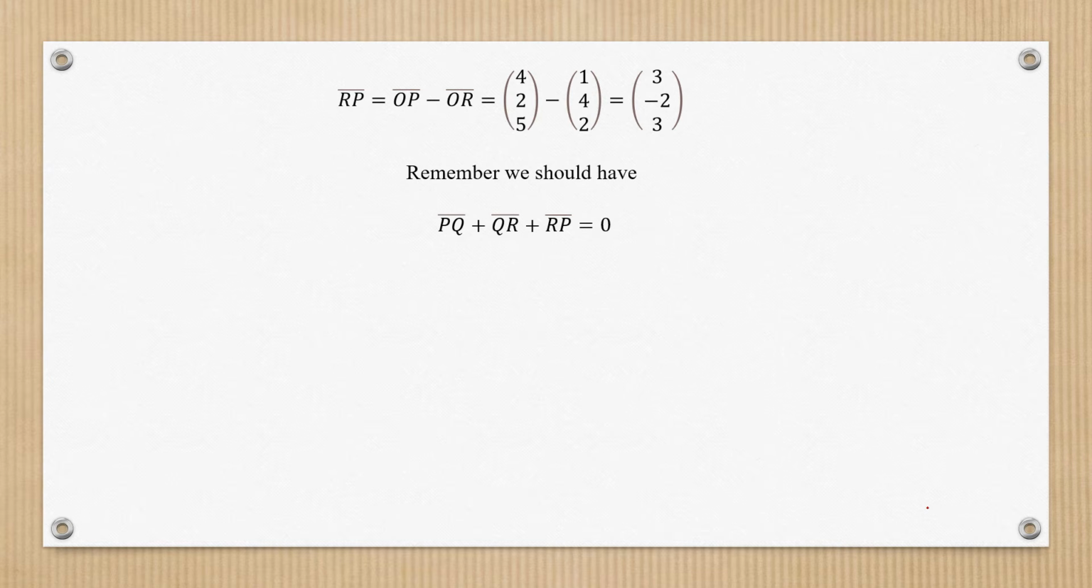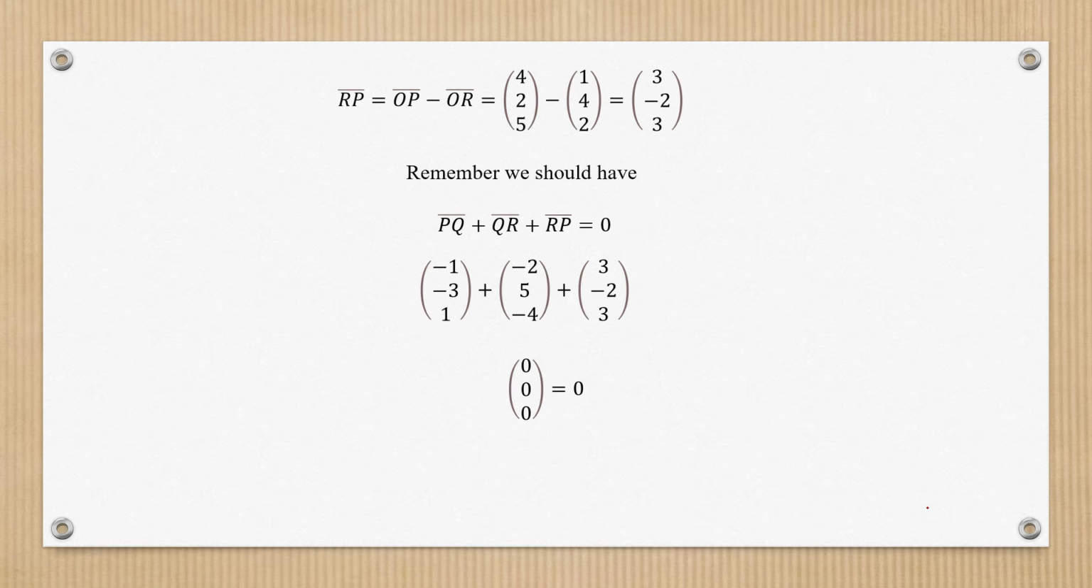Now remember that this is supposed to be true, so we're going to sum up the values that we've found, and as you can see, they give us the answer 0. Now that each of the components is summing up to 0, this basically means that PQR is a triangle, and that is the proof.